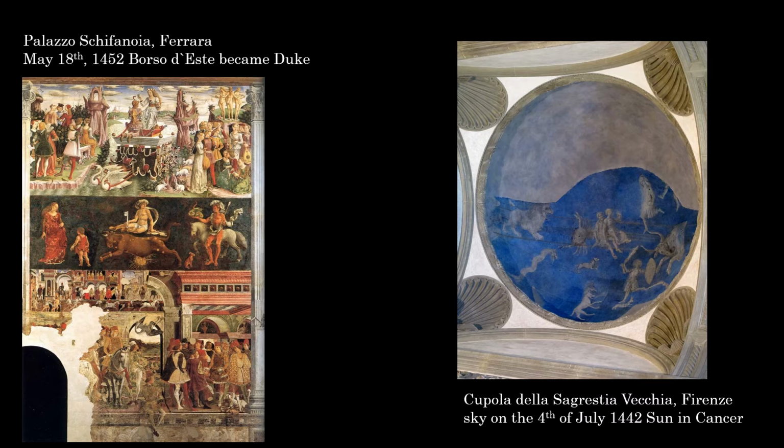Another example we have is at the cupola of the Sagrestia Vecchia in Florence, where the depiction of the sky is the one on the 4th of July 1442 with the sun in Cancer. So again, these artists were representing a certain specific time and how the sky would look at that time, to freeze that moment in time.